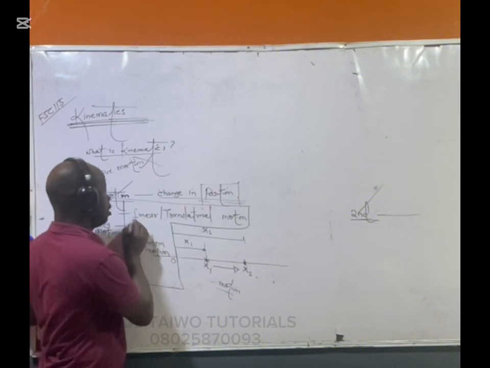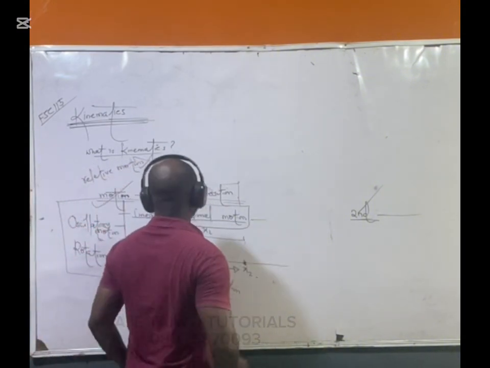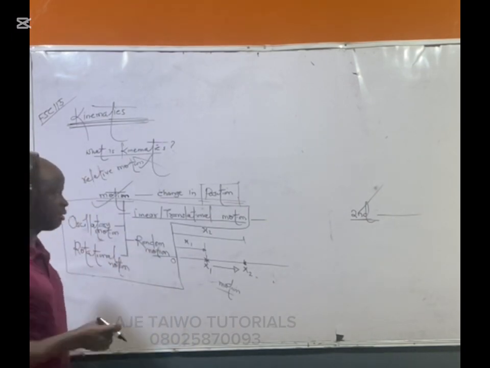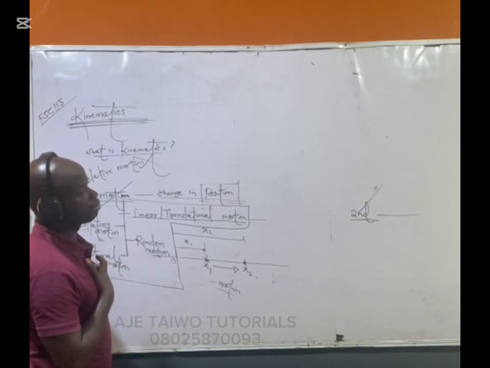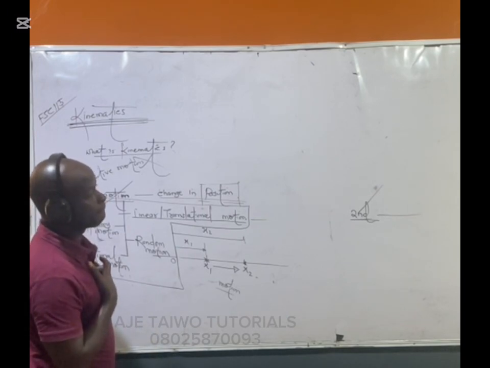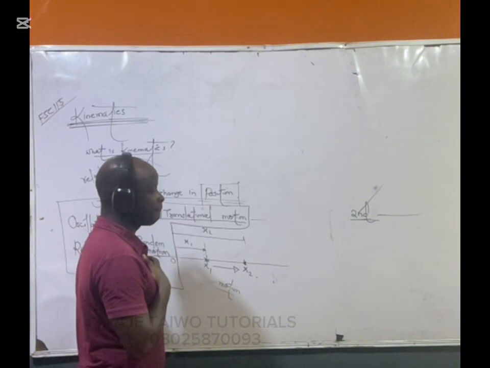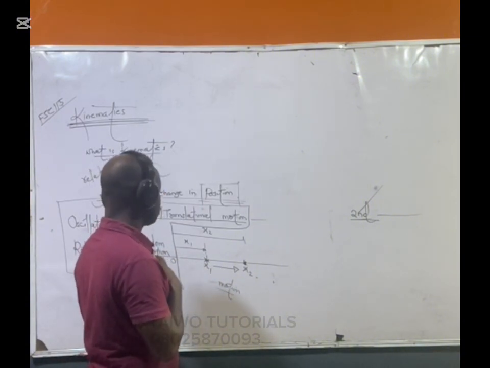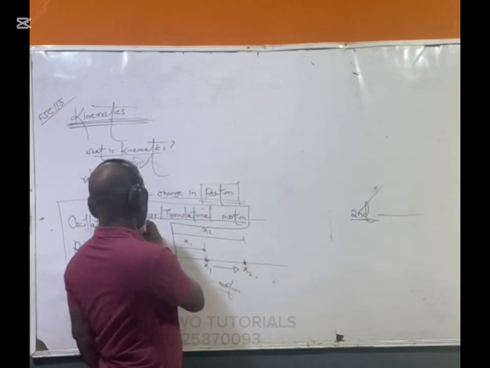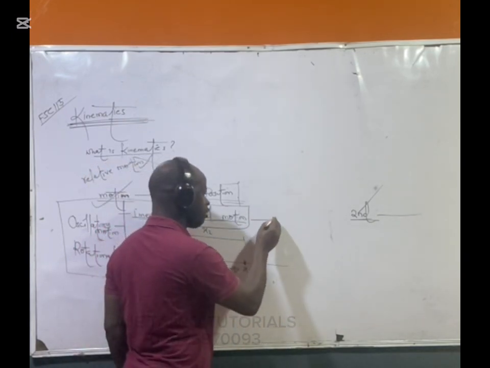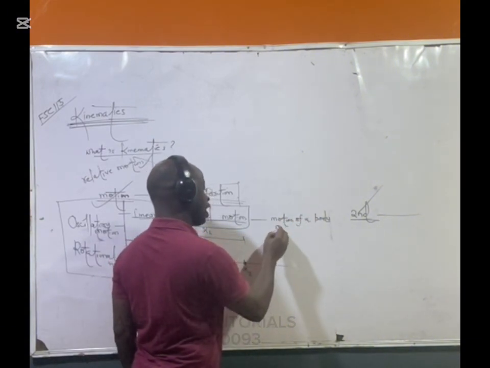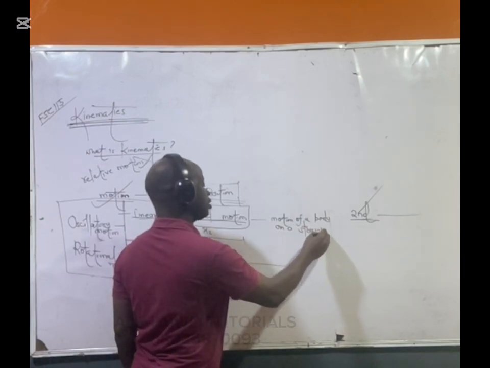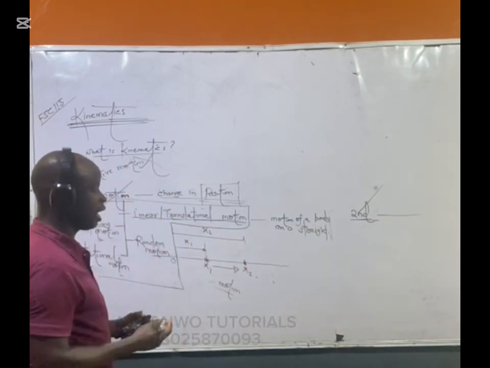So what do you call linear or translational motion? Anybody? What's linear or translational motion? It's the type of motion in which an object moves from point A to point B. Just tell me, linear motion is motion of a body on a what? On a straight line. That is linear motion. It's a motion on a straight line.